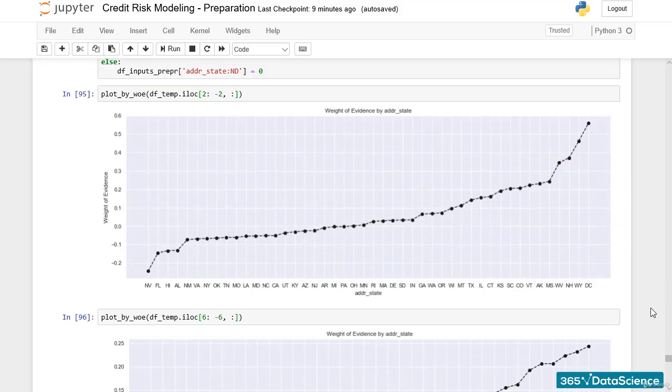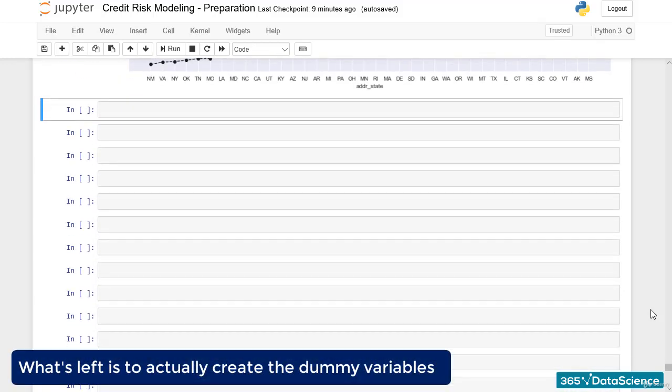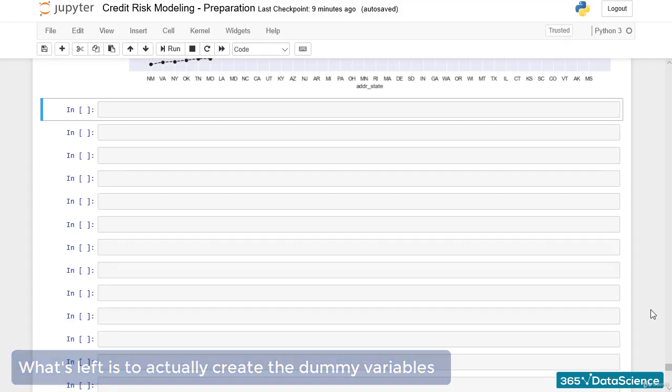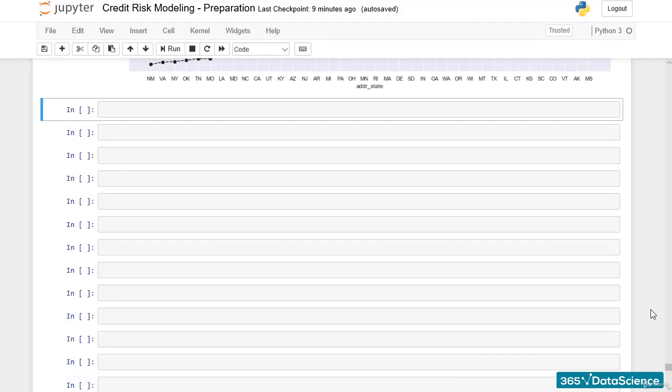Great! What's left is to create the actual dummy variables and leave one of them assigned as a reference category in the regression model. Again, this is going to be the variable with the lowest weight of evidence. For the categories representing the state of the borrowers we have determined, this is the category of the states Iowa, Nevada, Hawaii, Idaho, Alabama, and Florida.